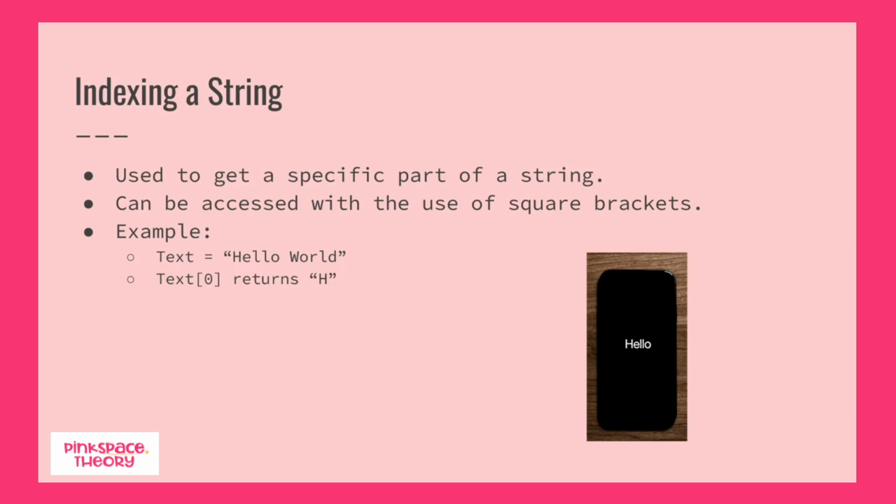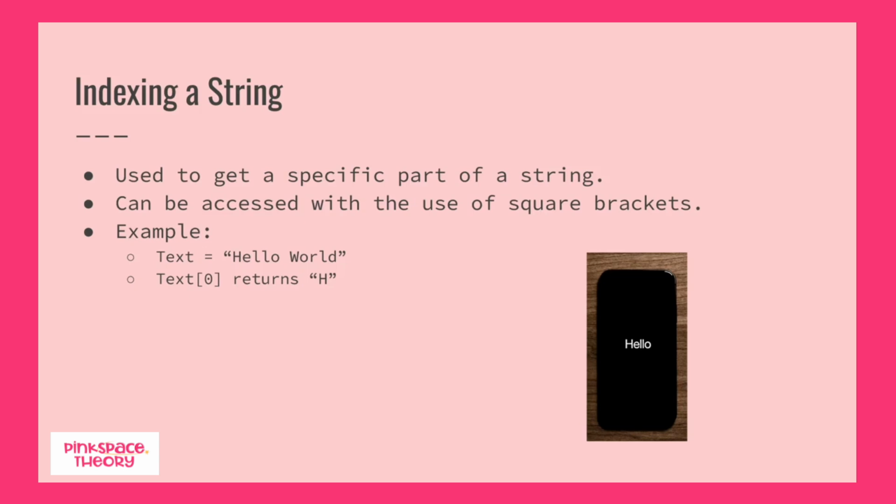And as said before, strings are a sequence data type, and just like many other sequence types, you can get a specific part of it. In this case, a specific part of the text. For example, let's say I have a variable named text, and inside of that variable I have the text hello world, but I want to just access the first letter.